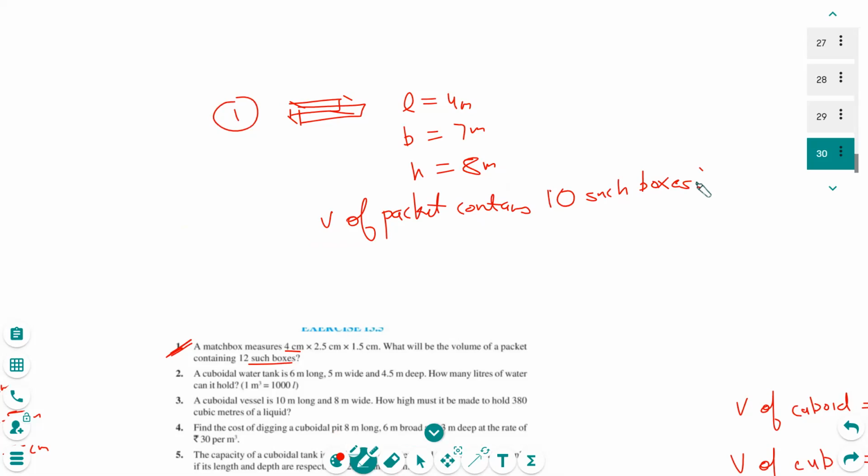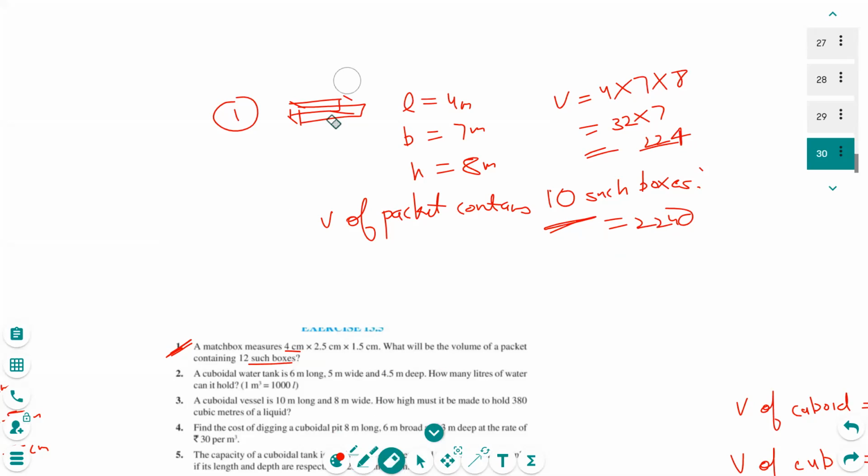भैया 2240. ये 2240 meter square. Meter cube. भैया 2240 centimeter cube. So if you multiply these, you will get what? 4, 7, 8, that is 224, and that will be 2240 because we multiply it later on with 10. Is that clear with everyone? Yes. Yes, भैया.